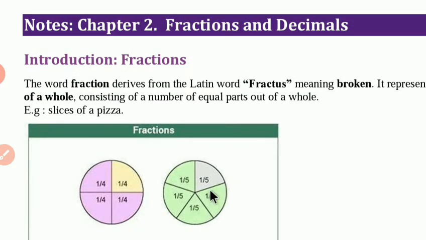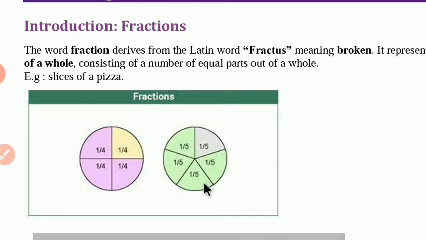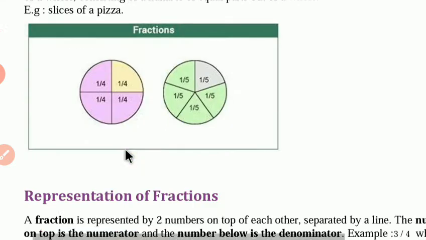Or you can see the next one. A pizza is divided into how many parts? 5 parts. 1, 2, 3, 4, 5. So we can represent the fraction in the form of 1 upon 5. It means this one part is the first part out of 5 parts. So 1 upon 5, also 1 by 5. It means if we divide it into 5 parts, then you have to write 1 upon 5. And if we divide into 4 parts, then we'll write it as 1 by 4.